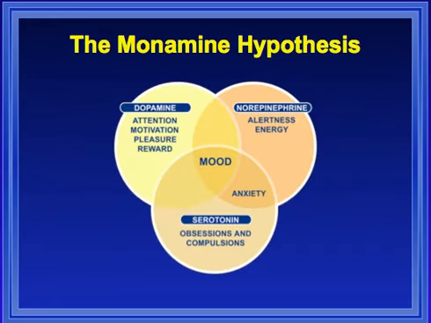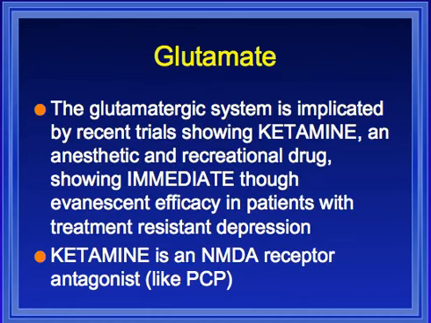So here you've got our three neurotransmitters, dopamine, norepinephrine, and serotonin, overlapping in the regulation of mood. We see that dopamine is where we think motivation and pleasure are controlled. Norepinephrine, you've got alertness and energy. And serotonin, obsessions and compulsions seem to be very closely tied to serotonergic function. Well, glutamate is going to be the neurotransmitter of this decade.